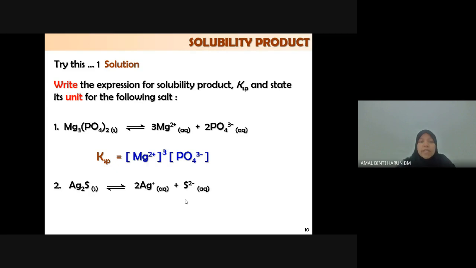Okay. So ini cara kita nak tulis solubility product bagi magnesium phosphate dan juga silver sulfide. So ignore this one ya. So solubility bagi magnesium phosphate, you are producing 3 mole of magnesium ion and 2 mole of phosphate ion. So masukkan dalam Ksp expression, magnesium 2 plus concentration power of 3 and phosphate ion power of 2.